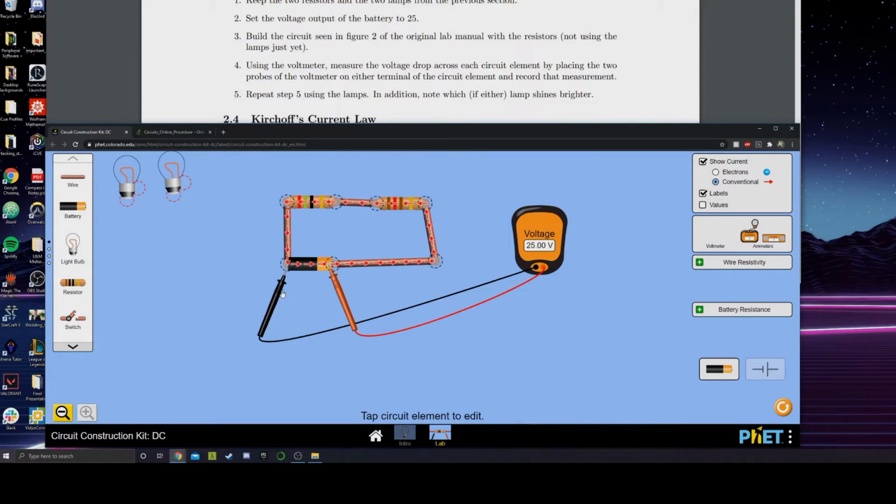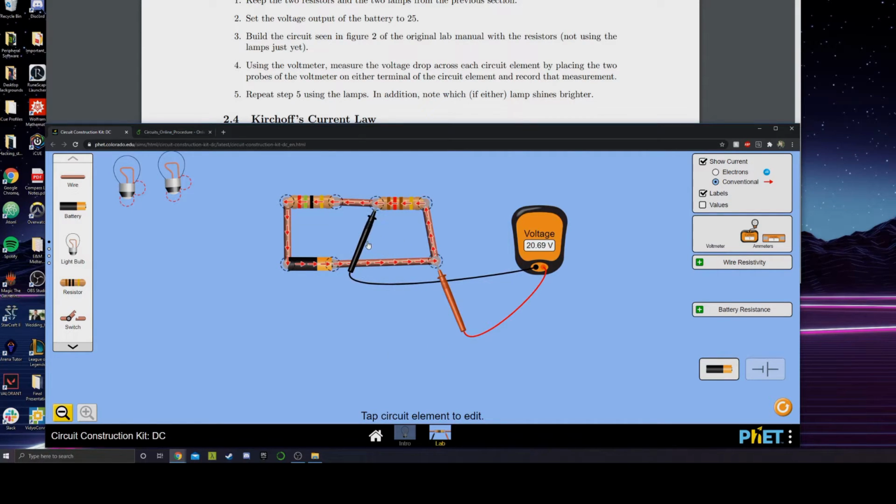So that's good. And if I put it, let's say here, it might not actually read anything because there's no junction there for it to read it at. And of course, if I put it on the same point here, there's no potential difference, because I'm measuring it exactly at this point.